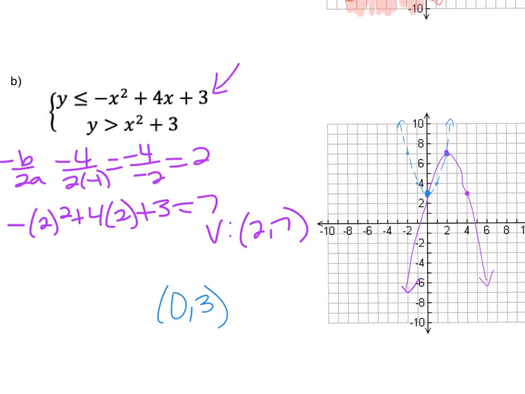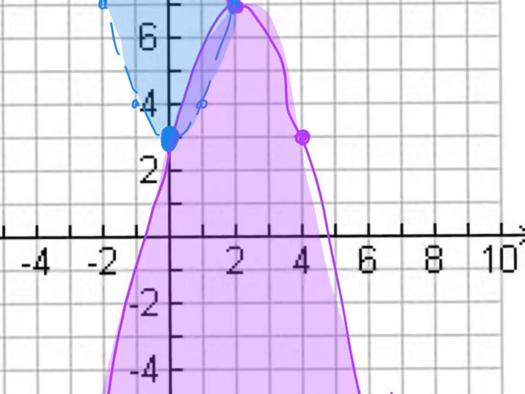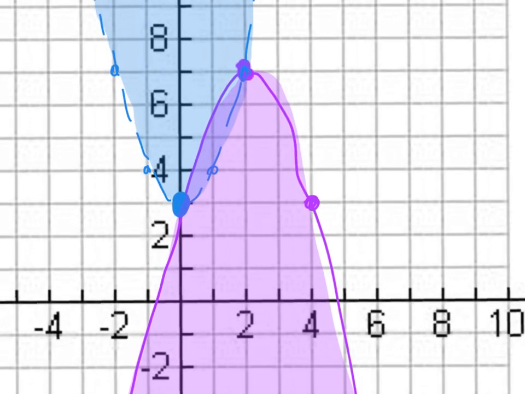Let's shade the blue one first. So y is greater than x squared plus 3. Let's go ahead and shade this. So it would be all of this area right here. And then the other one, y is less than or equal to all of that stuff. So less than, we're going to shade below it. So it would be all of this right here. So that little bitty area right there is the only part that satisfies both inequalities.